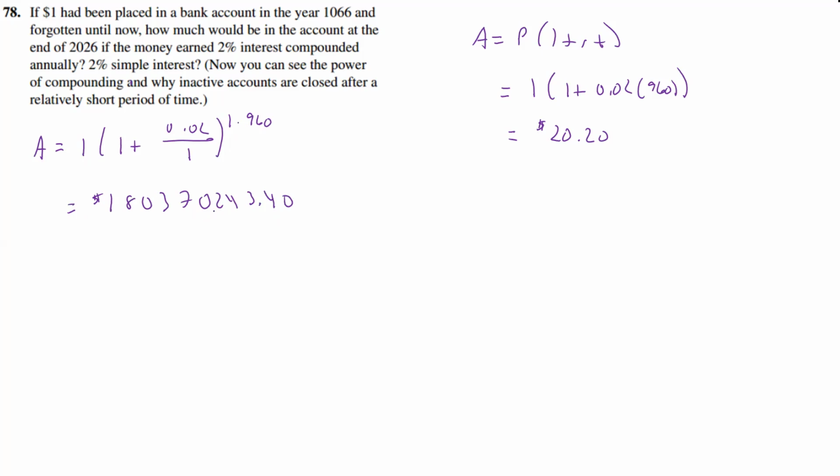All right, so how many is that? $180,370,243.40. So now you can see compounding really does do a lot more for you than just the simple interest. So yeah, that would have been the case. That would have been a really good deal there. All right, so let's stop with that. We'll come back for some more.